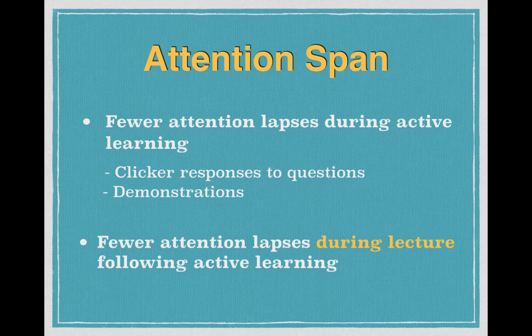So what this means is that active learning really serves a dual purpose. One is to provide learning situations in which attention lapses are less frequent, but active learning also serves to decrease the number of lapses in attention during lecture. Now, if that isn't cool, then I don't know what is.